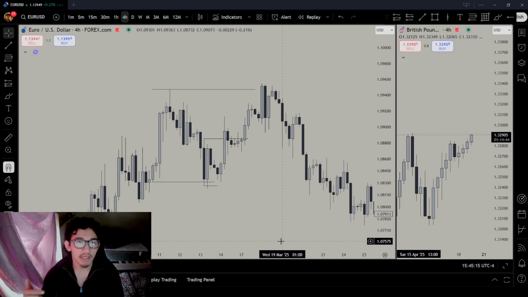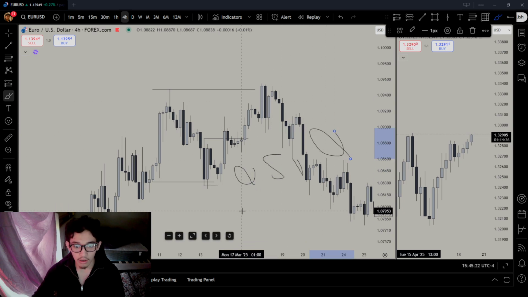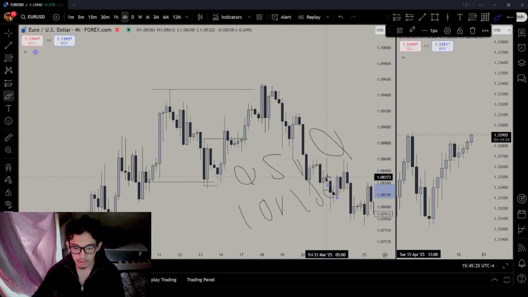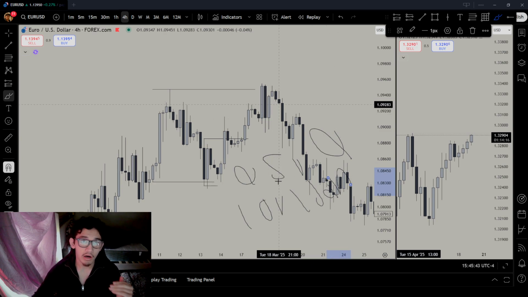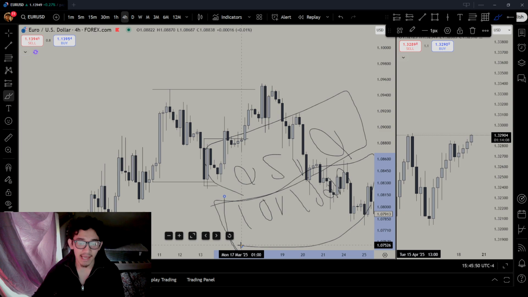And how do I trade them? It's very simple. If I'm bullish, I would need either the London session or the Asia session to make the low of the day, not the high of the day. If I'm bearish, I need the London session or Asia session to make the high of the day, not the low of the day.